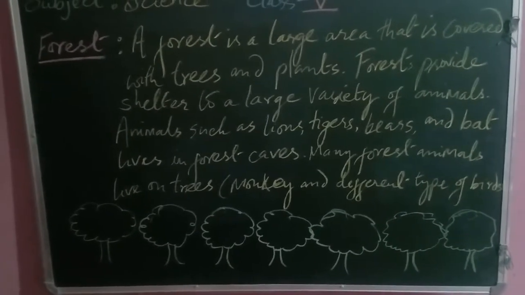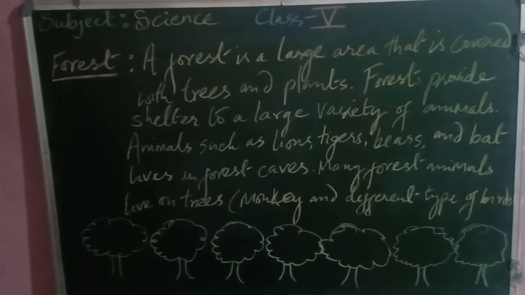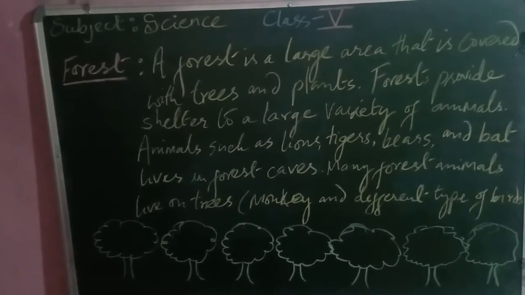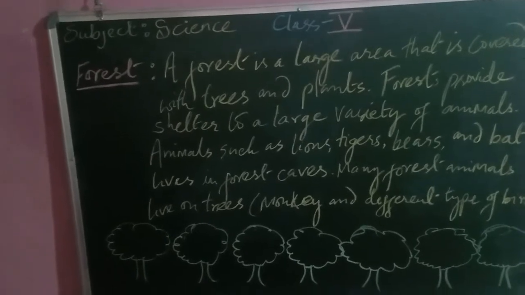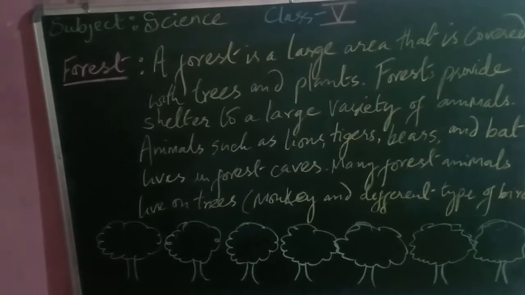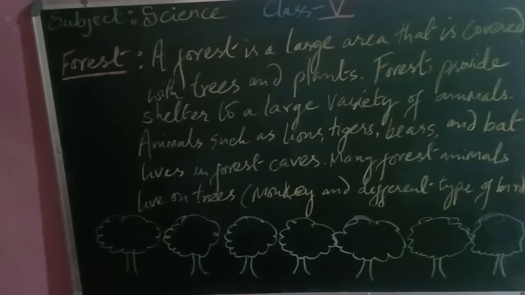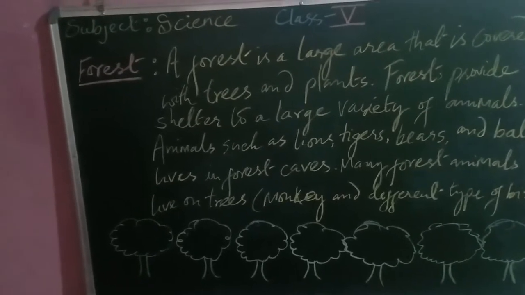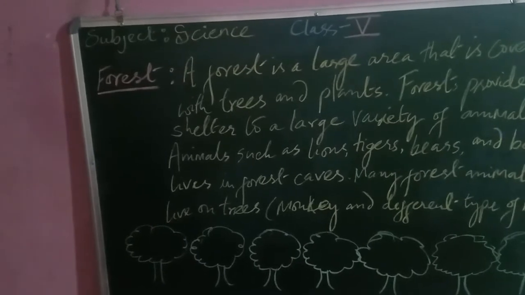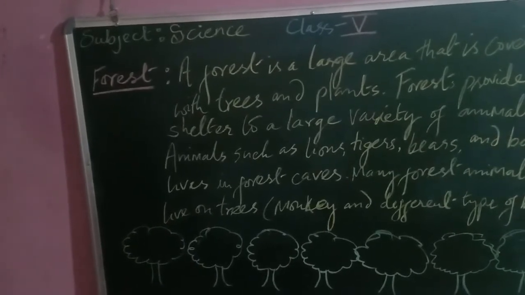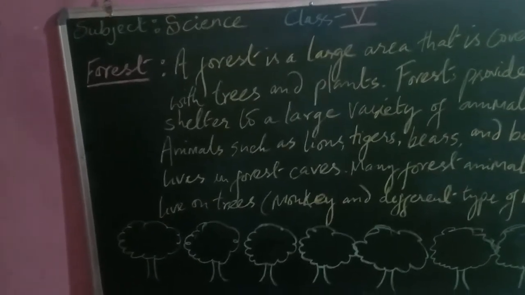So their habitat is in the forest. And many forest animals live on trees, for example, monkeys and different types of birds. Several types of insects live on the forest floor. Moles, snakes, earthworms, rats live inside burrows under the ground.